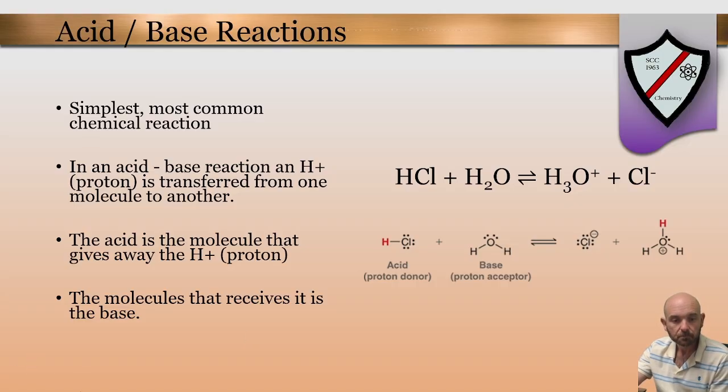If we're looking at our examples here, we see the classic reaction: HCl reacts with water to give us the hydronium ion, H3O plus, and the chloride ion, Cl minus. This is a chlorine with 8 valence electrons. It's received 1 electron from somewhere.